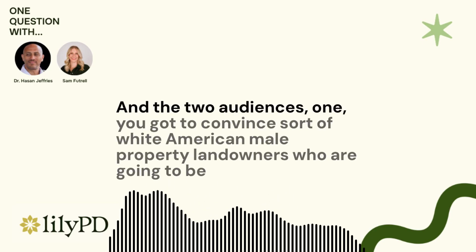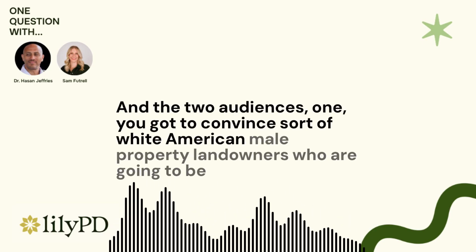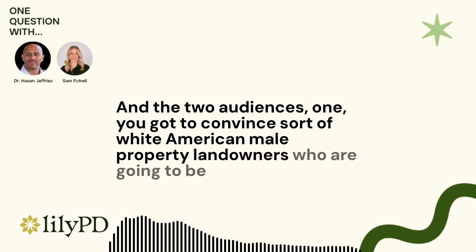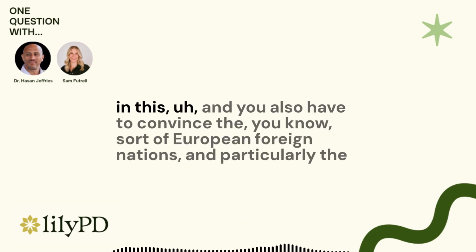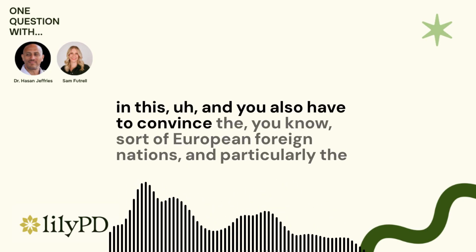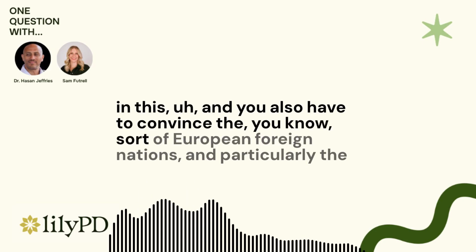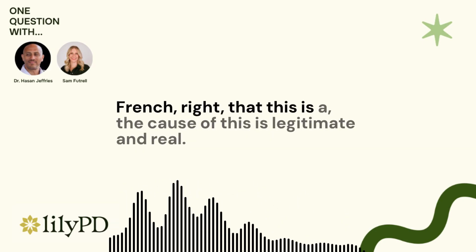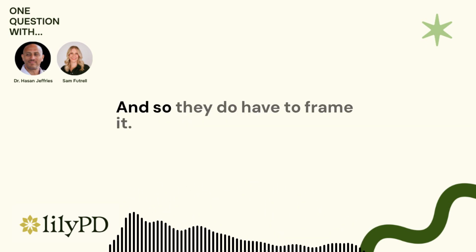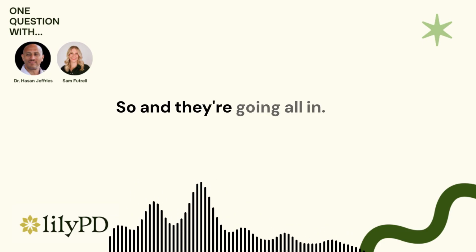And the two audiences: one, you've got to convince white American male property landowners who are going to be in this. And you also have to convince the European foreign nations, and particularly the French, that the cause of this is legitimate and real. And so they do have to frame it. And they're going all in.